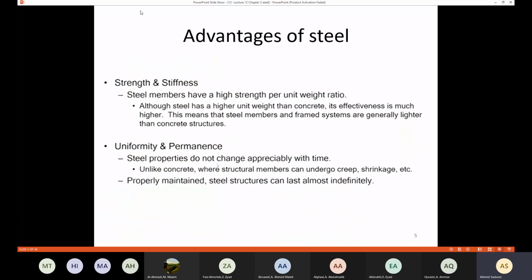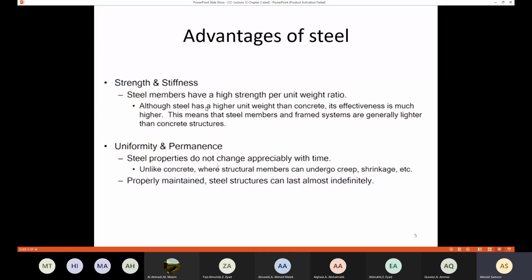So why should we use steel? What are the advantages of steel? First, we have the strength and the stiffness. Steel members have a higher strength per unit weight ratio. If you compare steel with concrete and asphalt and determine this ratio, the strength per unit weight, you will find that steel has a higher strength per unit weight ratio.